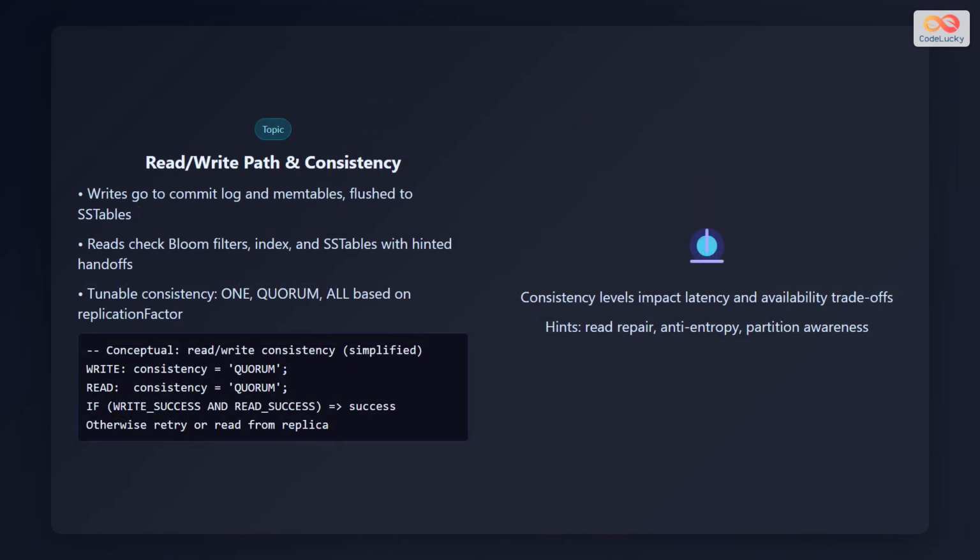Cassandra organizes data using keyspaces and column families. A keyspace is like a database container that holds your data. Inside each keyspace are column families, which are similar to tables in traditional databases. Within each column family, you have rows identified by a partition key. Each row can have many columns, and the number of columns can vary from row to row. This flexibility is one of Cassandra's strengths, allowing you to store different amounts of data for different records.